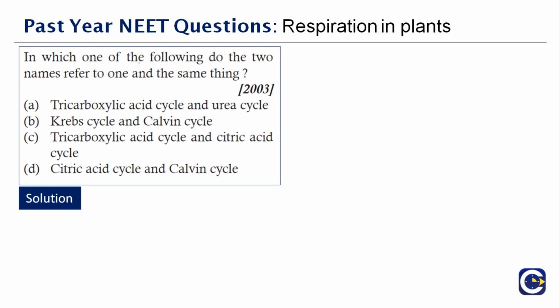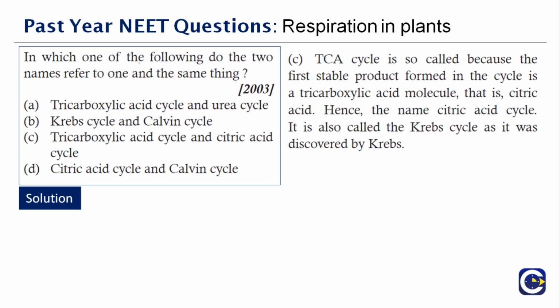For example, if you take option A, both the options should talk about a single cycle. Now, if you take TCA cycle and urea cycle of option A, both are not referring to the same cycle. They are referring to two different cycles. Therefore, the correct answer will be option C, where they refer to one cycle. TCA is also called the citric acid cycle, Krebs cycle. So option C is the right answer. Very easy question for you to answer, right?